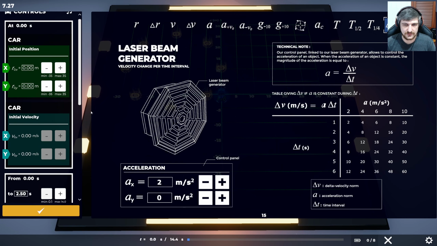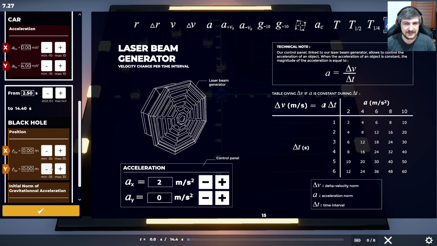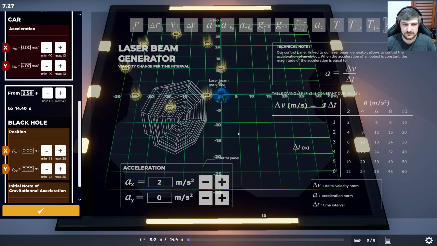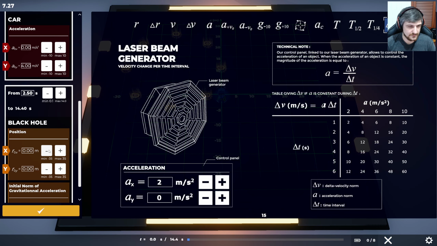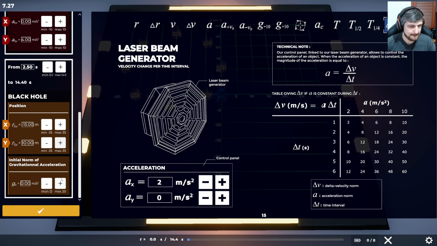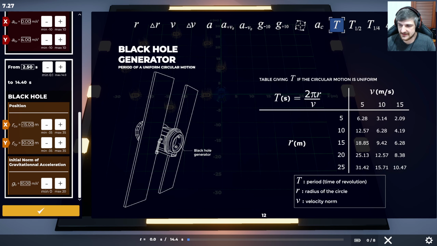If we start at 0, 0, that doesn't matter. This black hole needs to start at negative 15, 10. And it needs to have a gravitational pull of 10, right? Because we're going to be going 10. 10, 10, 10. Here we go. And then 10, 10, 6.28. Maybe that's not enough. Maybe it needs to be 10, 5, right? 12.27.